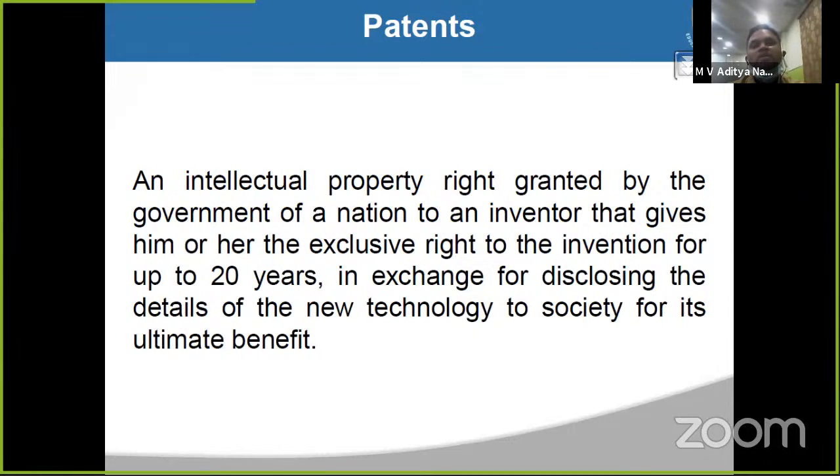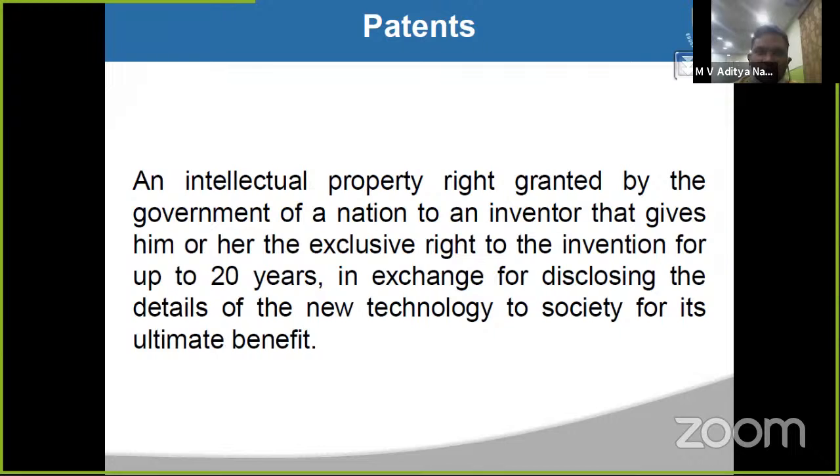Whenever you're talking about a patent, it is a legal right which is granted by the government of a nation to an inventor, giving him an exclusive right for a period of 20 years in exchange for disclosing the details of new technologies to society for its ultimate benefit. So patents try to protect the functionality of a particular product.